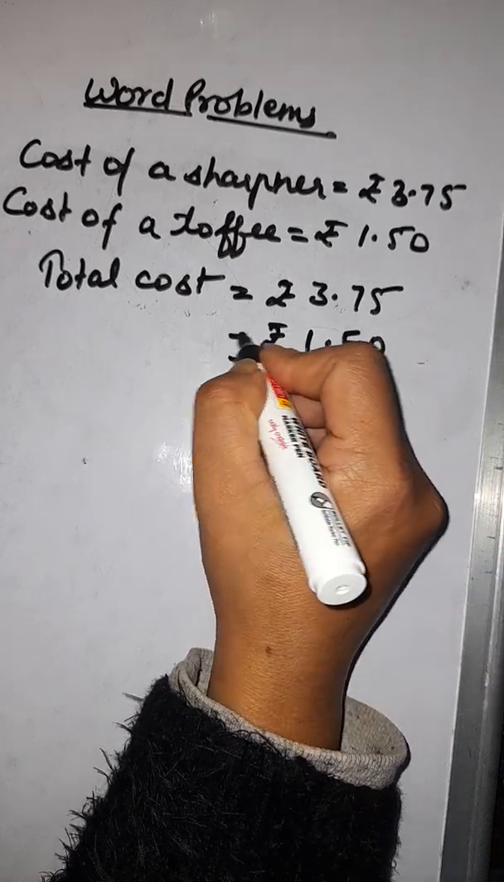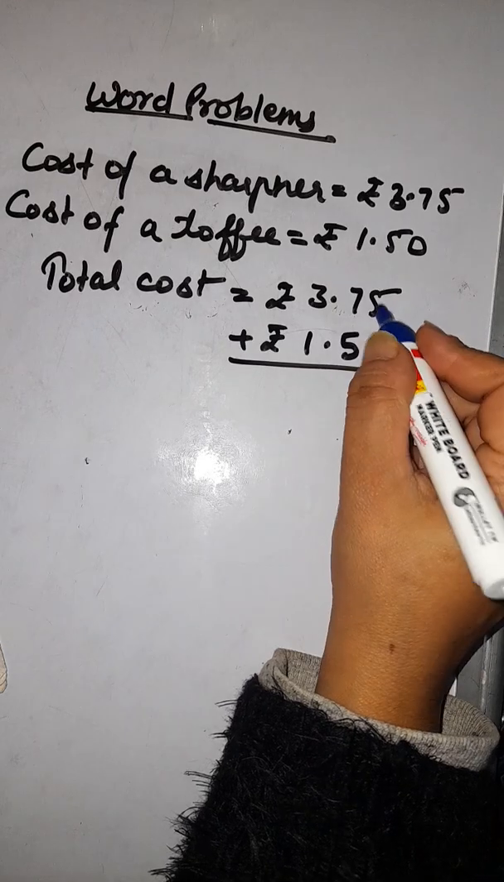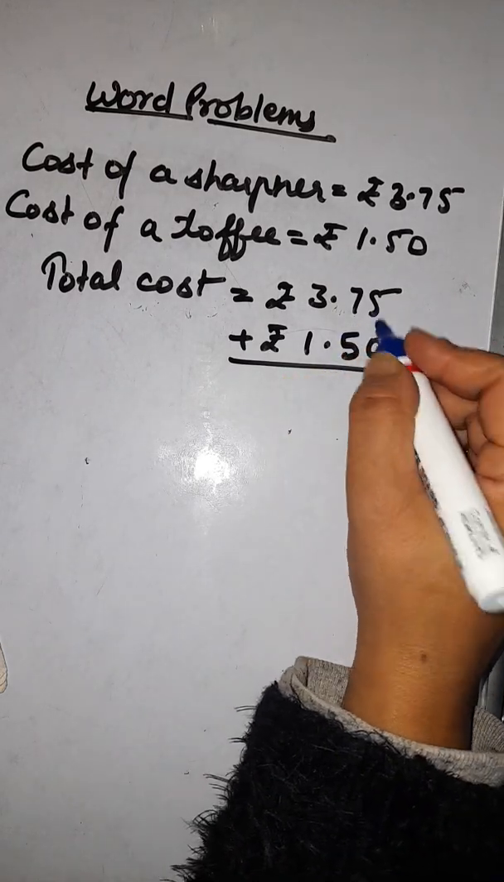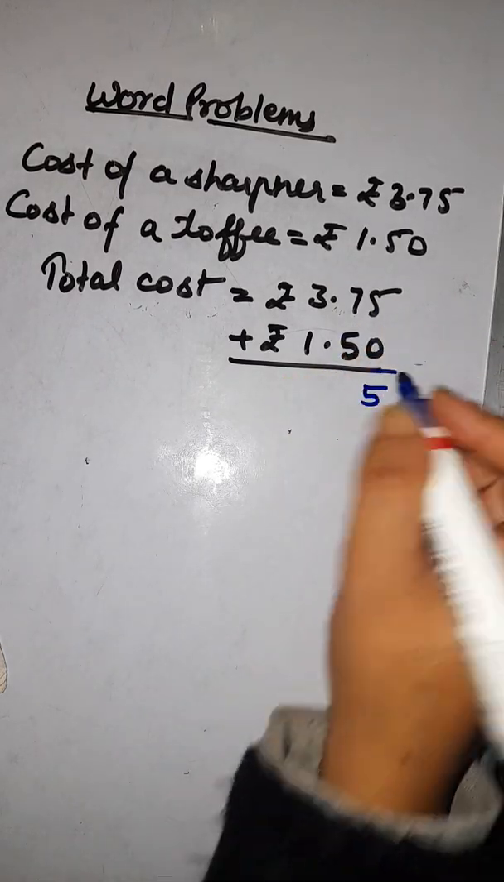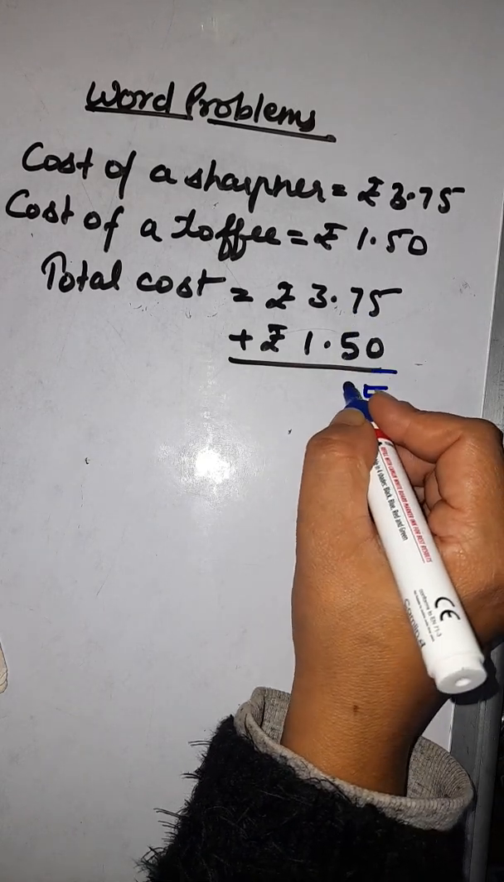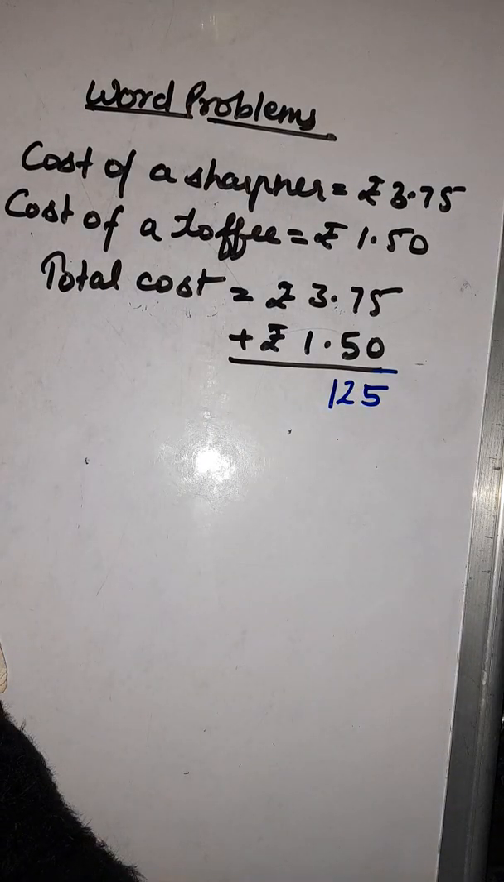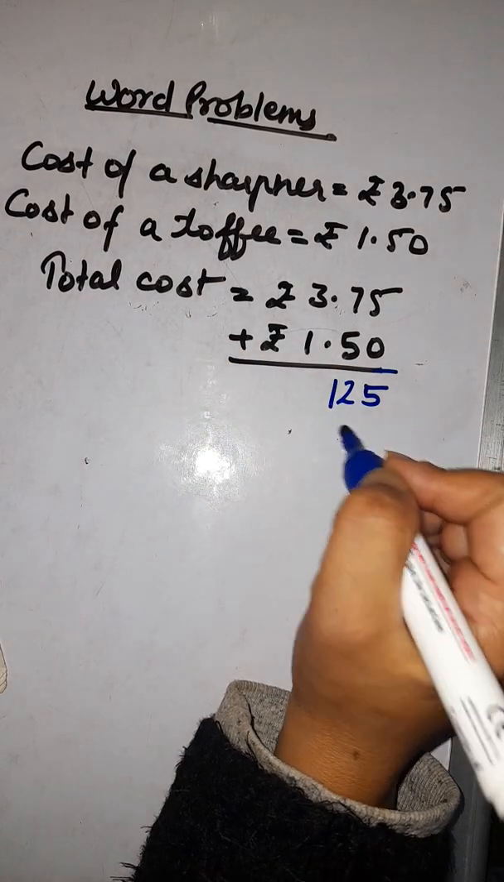Okay, now we'll add it. We'll add from the ones place. So here 0 and 5 is in ones place. So 5 plus 0, 5. 7 plus 5, 12. Okay, students. So can we write 12 here?